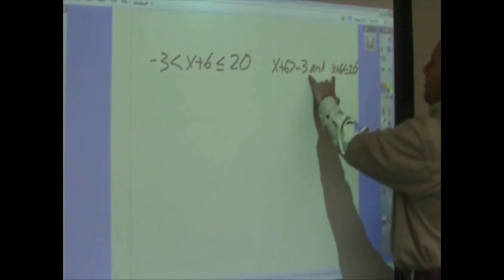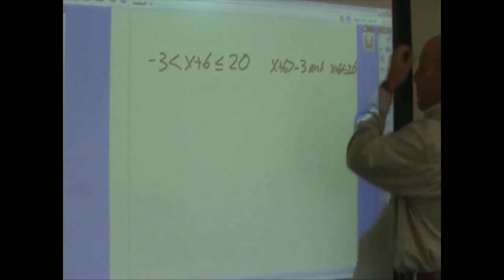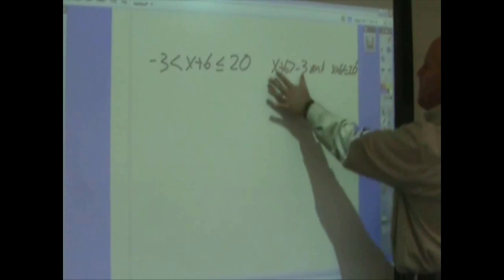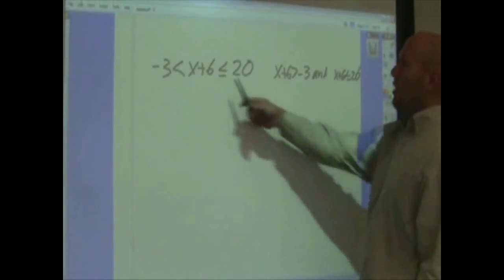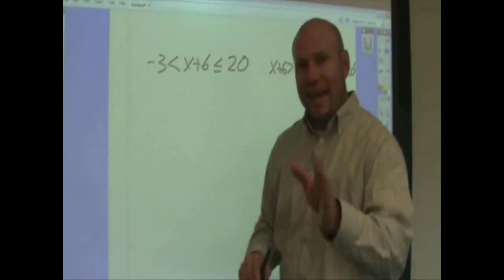So you know how to solve this already. This is an example we just did. I'm not going to run through this method, but this is how you could break it up if you wanted to. You can also just leave it like that. You just got to be careful.